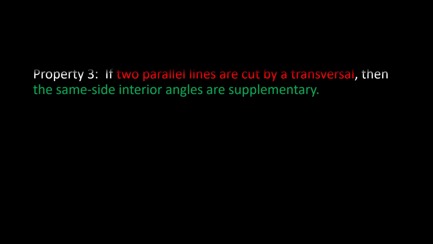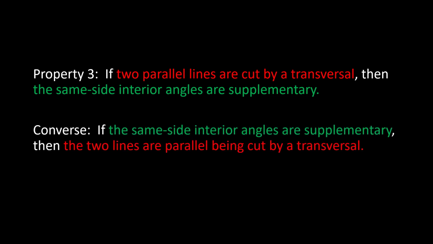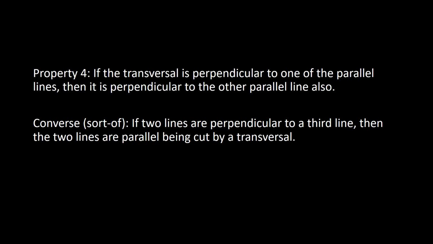The third property says that if two parallel lines are cut by a transversal, then the same side interior angles are supplementary. The converse says that if we have same side interior angles that are supplementary, then the two lines are parallel and are being cut by a transversal. So notice so far everything has been identical to the previous lesson. We're only switching the if and the then statement. The fourth property is not quite the same. It's not a true converse of the original statement, but it's kind of the same.